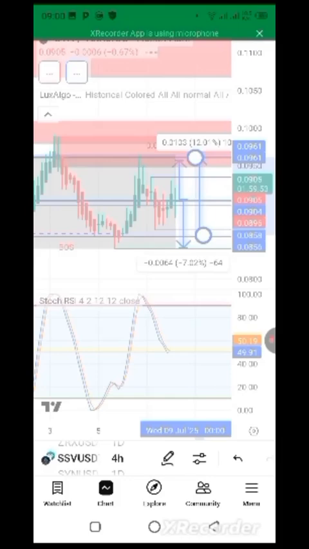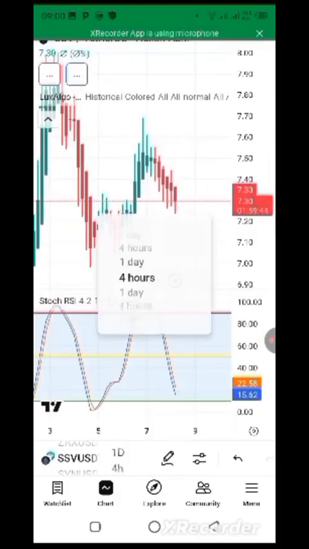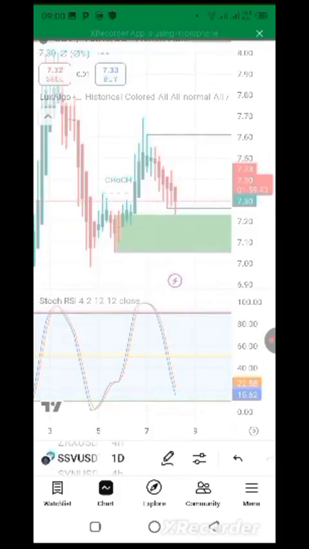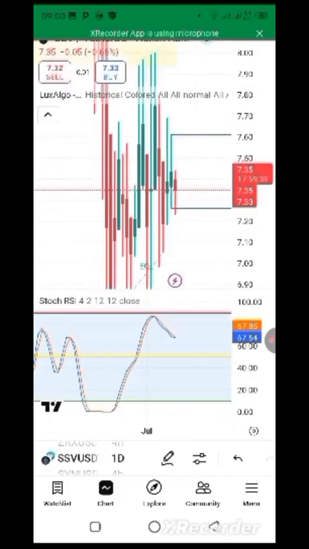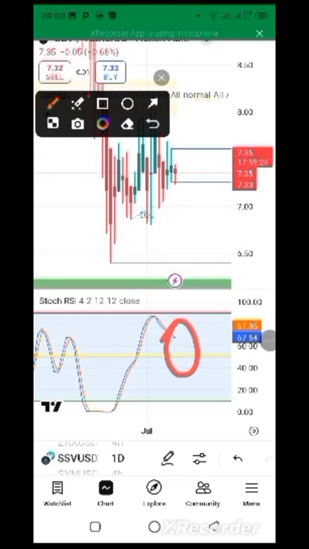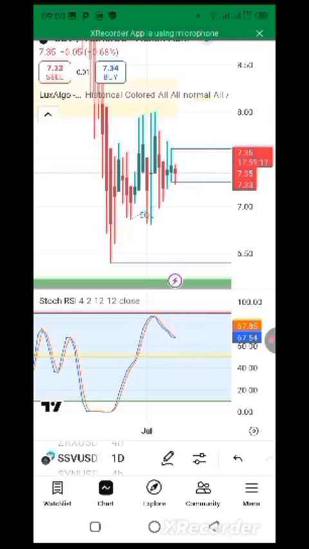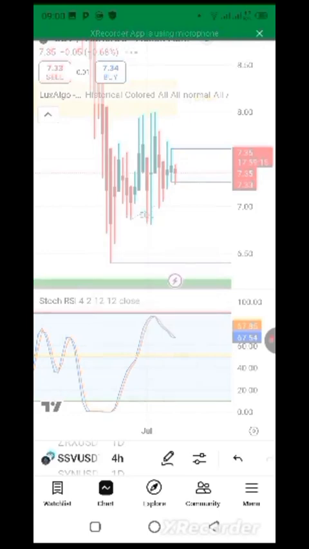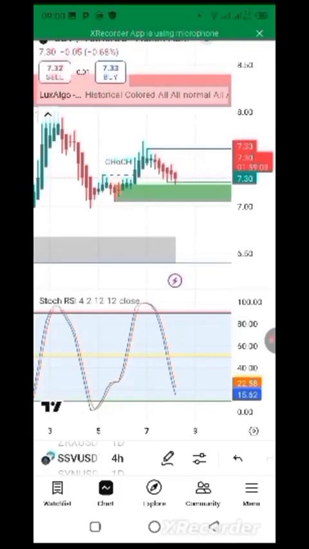When we go to another coin, we go to a higher time frame, which is 1 day. After going to the higher time frame, which is 1 day, now we can see that the price is falling down. According to our stochastic RSI, the price is falling down. Okay, after understanding that the price is falling down, we go to the 4 hours, and we enter our trades.